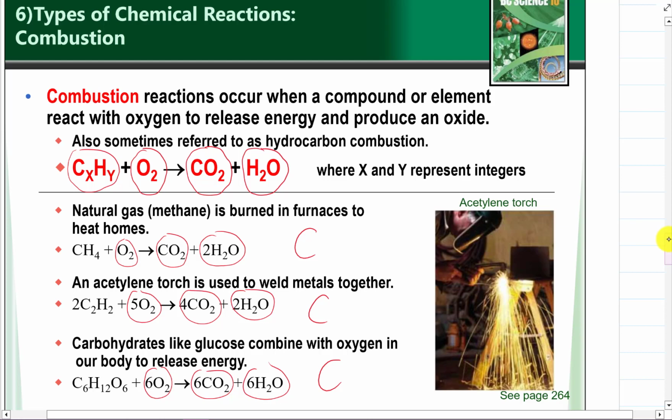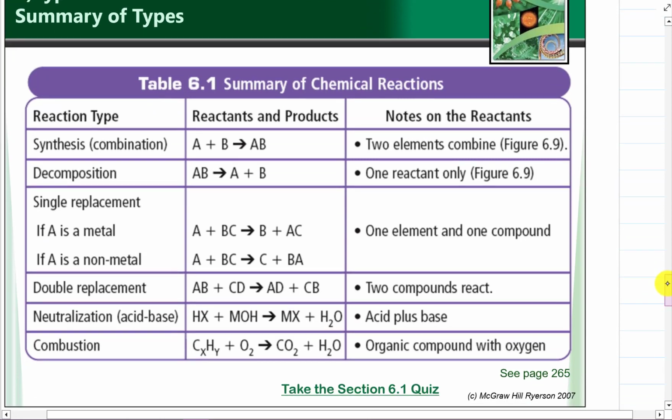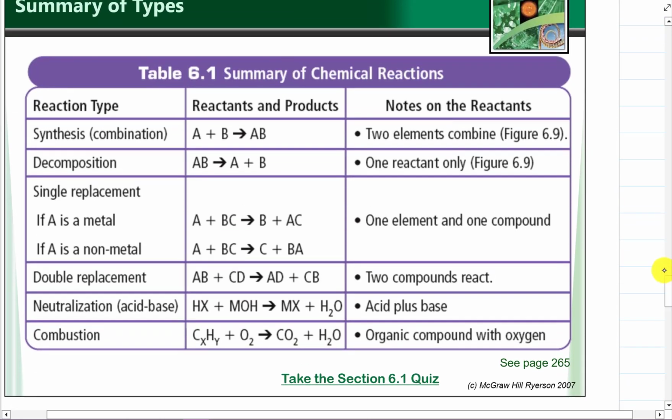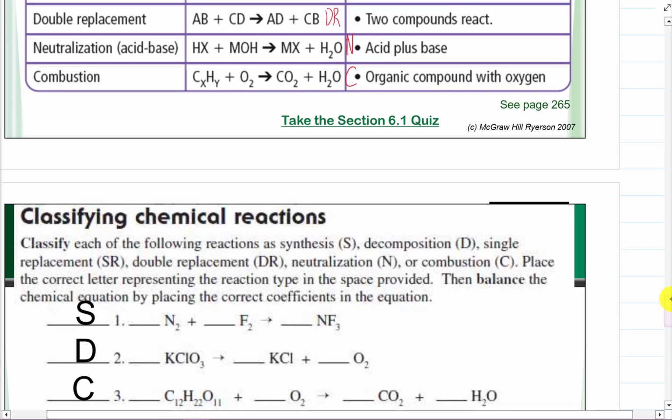Okay, and the next slide is a summary slide. This has all six right here. We have the synthesis, the decomposition, the single replacements, the double replacements, the neutralization, and the combustion. Okay, so at this point, you could review it this way. You have one more slide there. Can you work on that, please, and identify them?